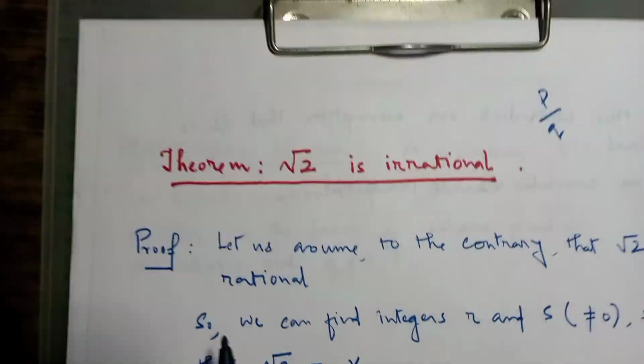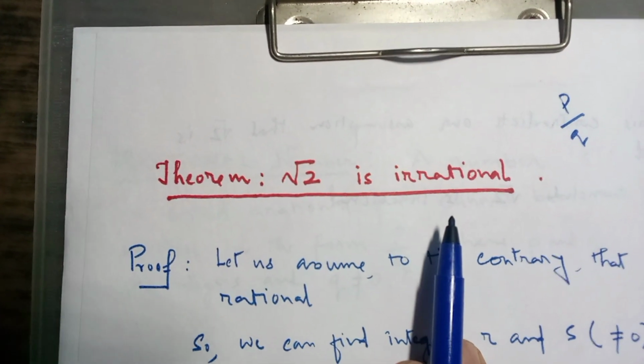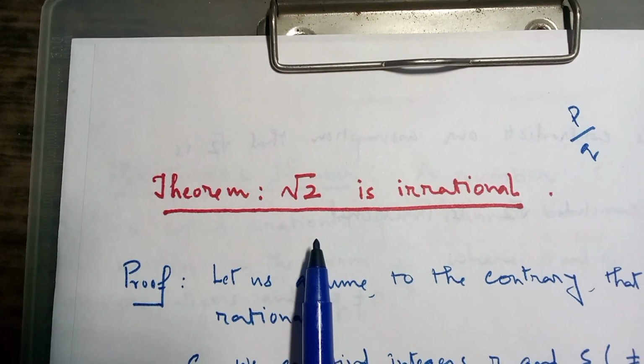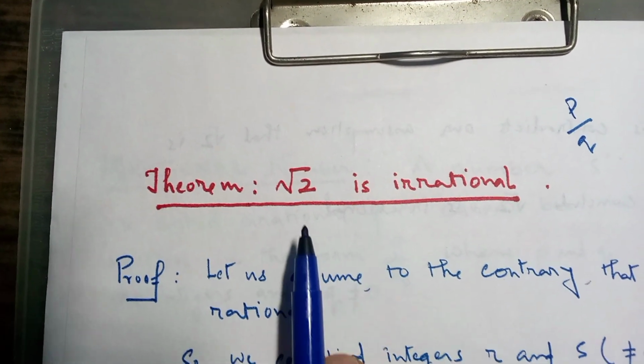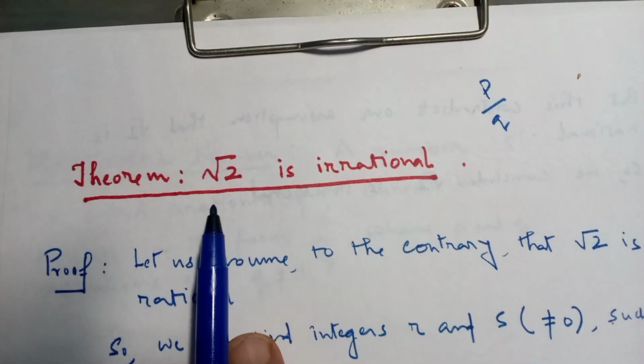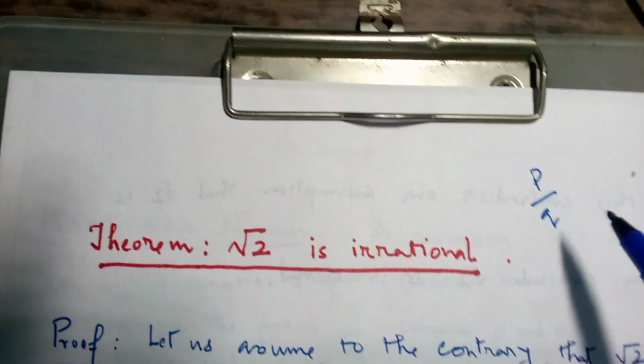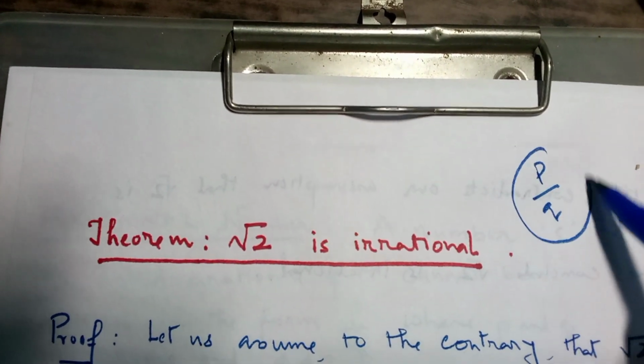So friends, today in this class we will try to prove how root 2 is an irrational number. To prove root 2 is irrational, we have to assume root 2 as rational, so that if it is not rational, then it can ultimately be proved as irrational. Now what is an irrational number? An irrational number is a number that cannot be expressed as a fraction or in p by q form.